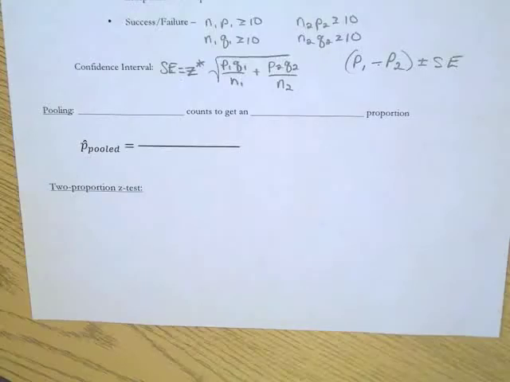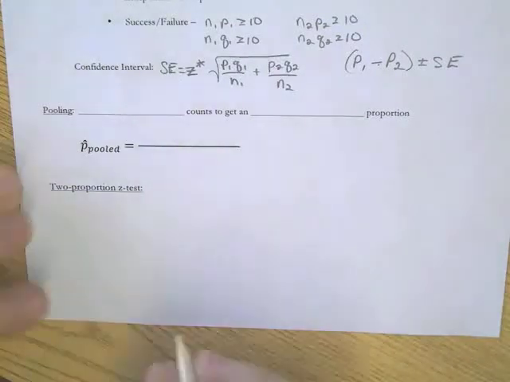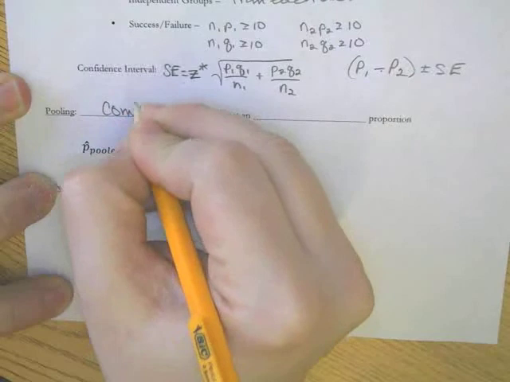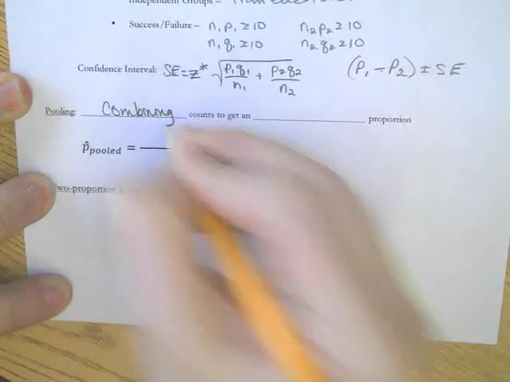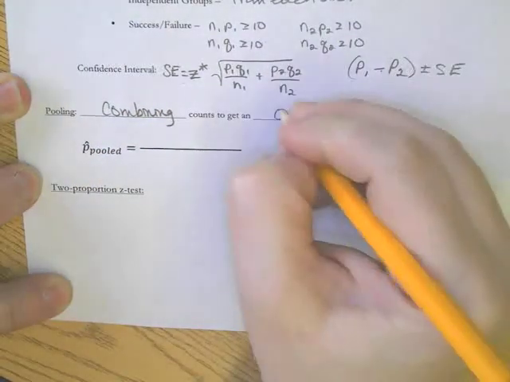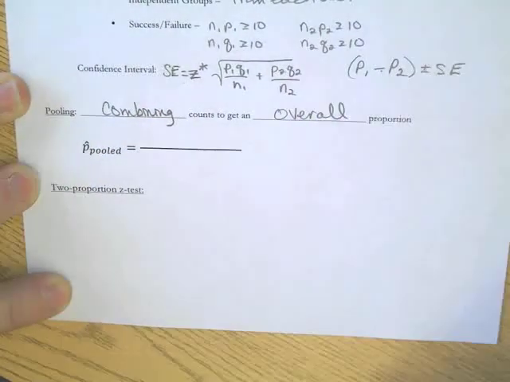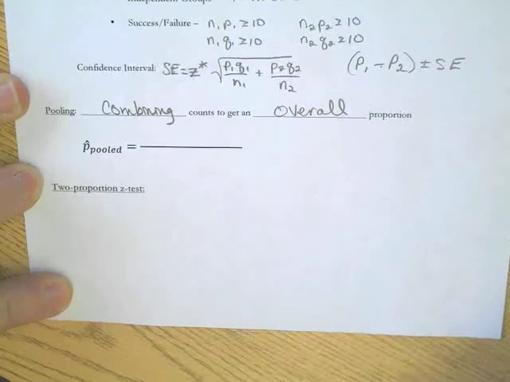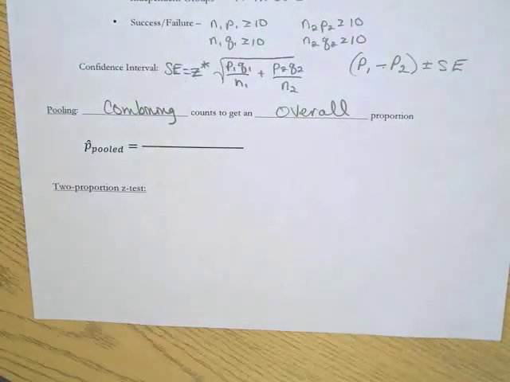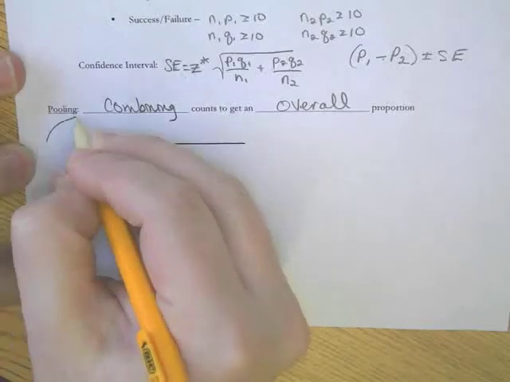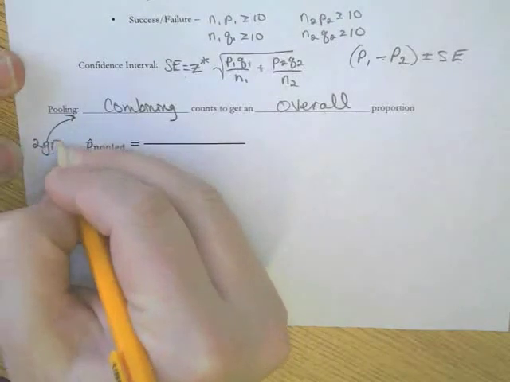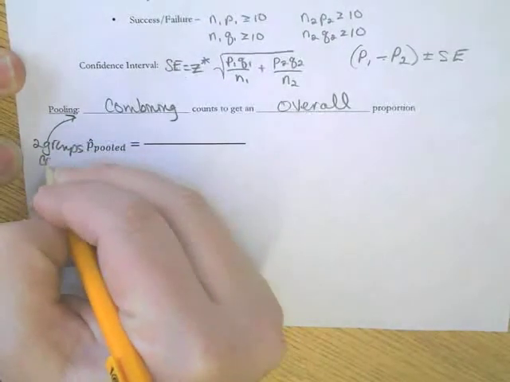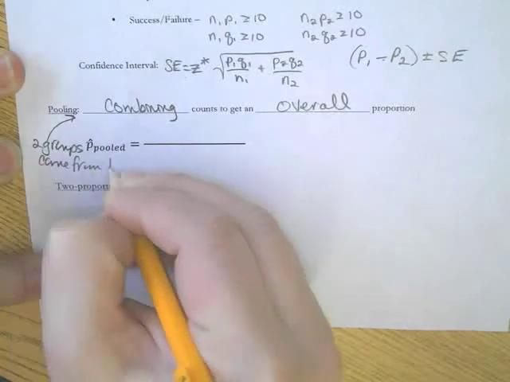Going back to our notes, the next thing is that sometimes you're going to have to pool things. Pooling happens when you combine counts to get an overall proportion. You are going to pool when the two different groups that you're comparing come from the same population. When the two groups come from the same population, that's when you're going to pool.